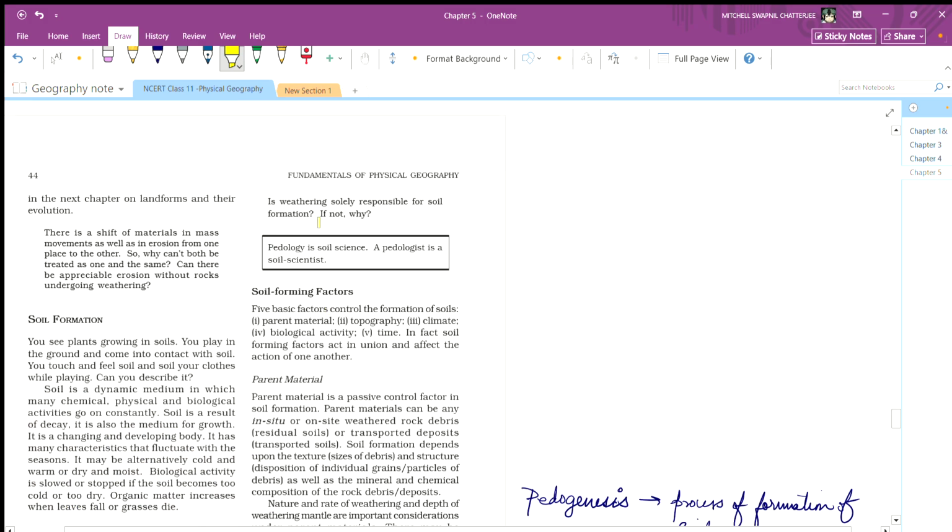Is weathering solely responsible for soil formation? If not, why? Okay, this is a good one. So here, pedogenesis is the process of formation of soil, and pedology is the soil science. A soil scientist is called a pedologist.